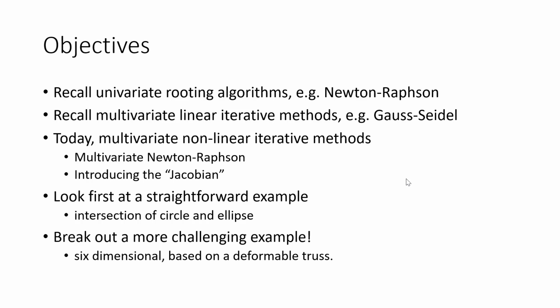We're going to look at a pretty easy example, the intersection of a circle and an ellipse, and then we're going to look at a more challenging deformable truss example.